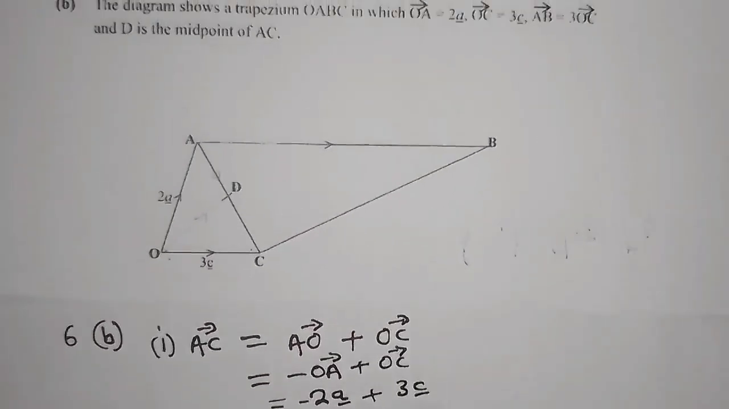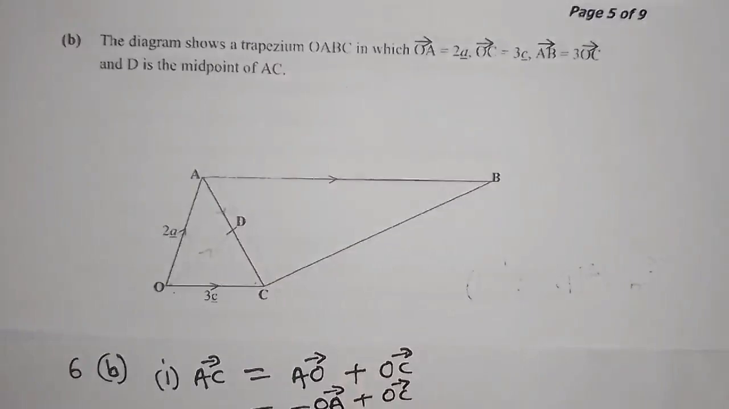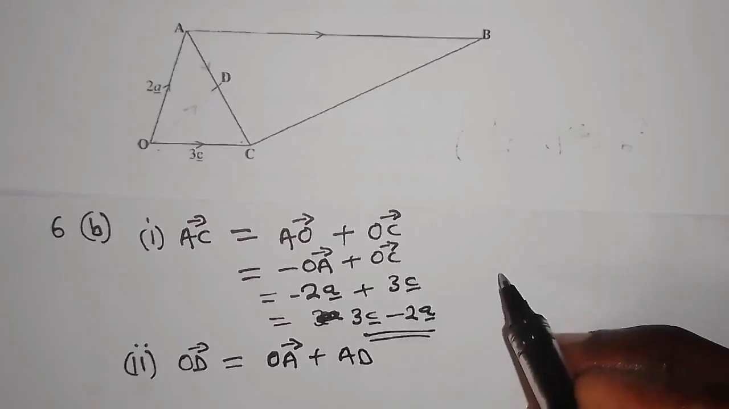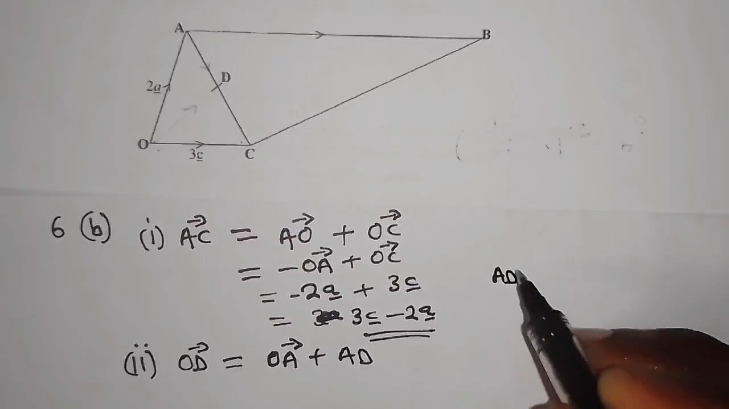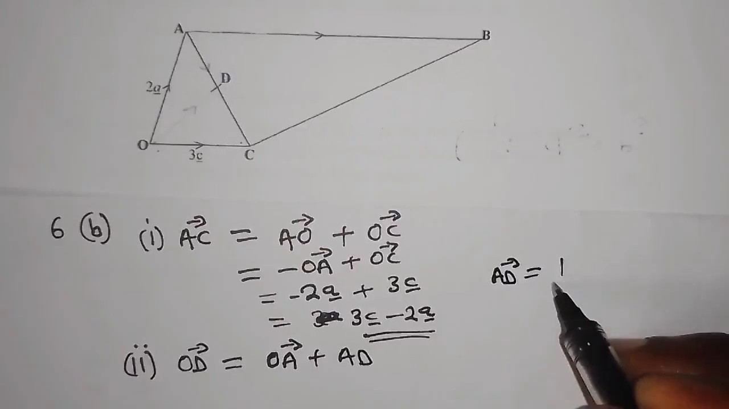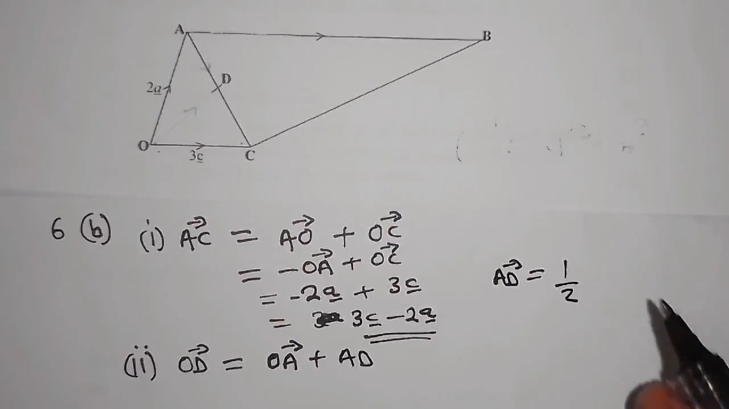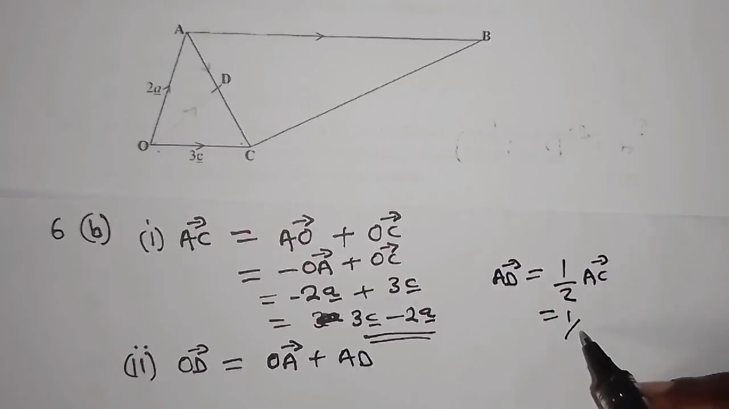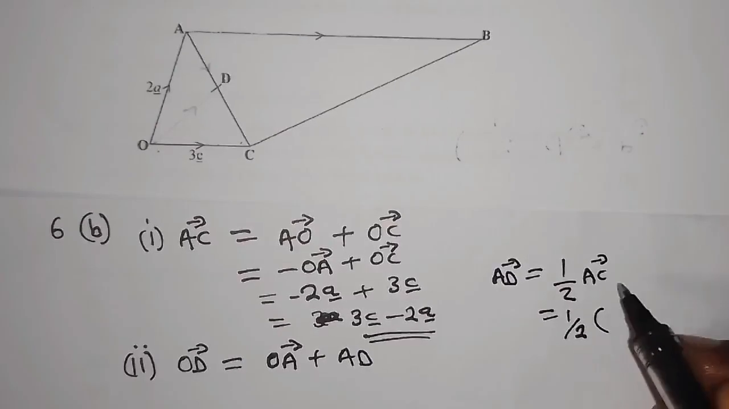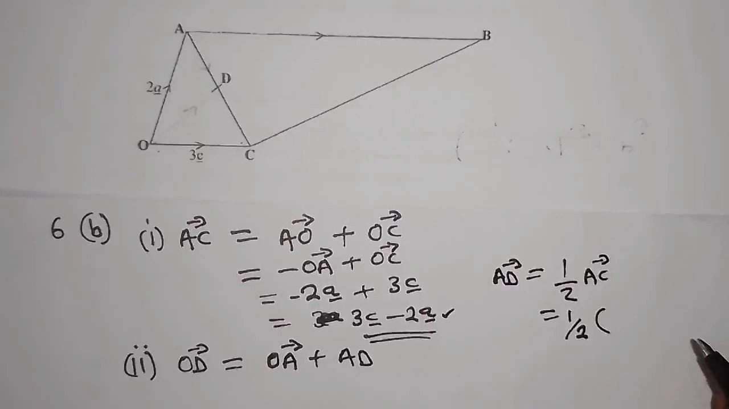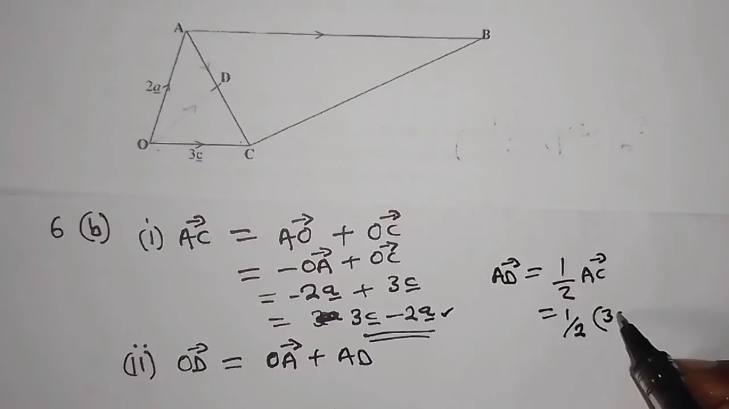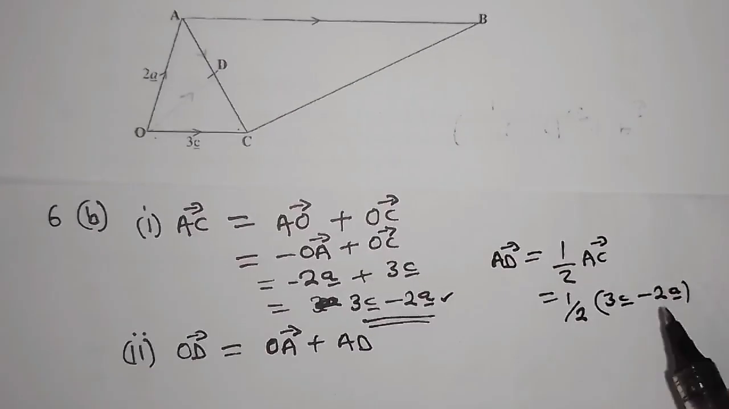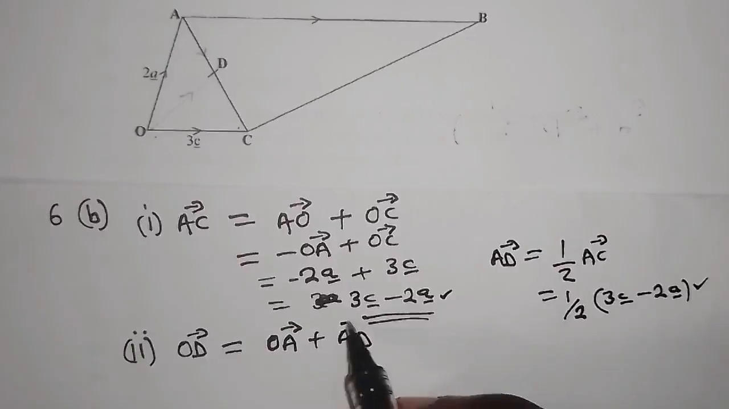Now remember that D is the midpoint of AC, so we can express AD in terms of AC. AD equals 1 over 2 of vector AC; that's the meaning of midpoint. Vector AC is this one there, so this will just be 3C minus 2A. It is this one that you are going to put here.